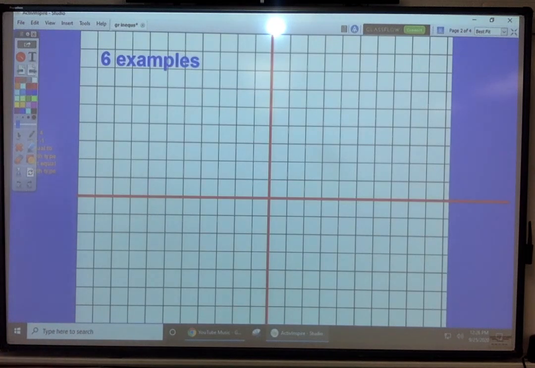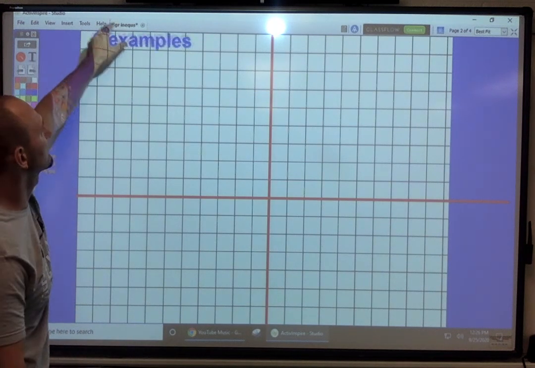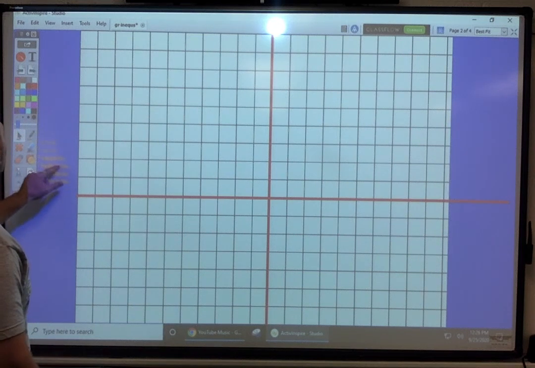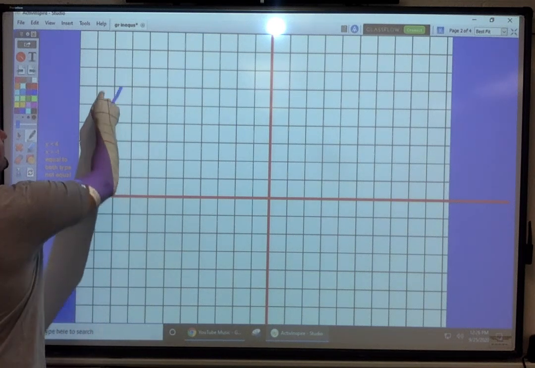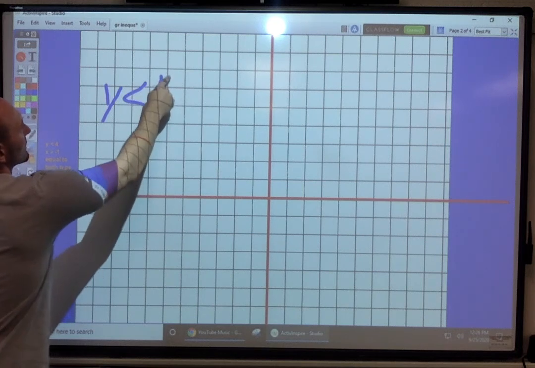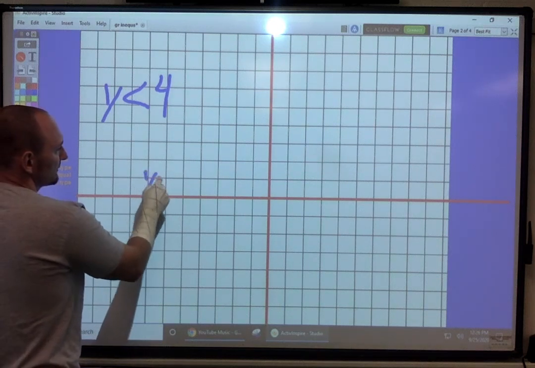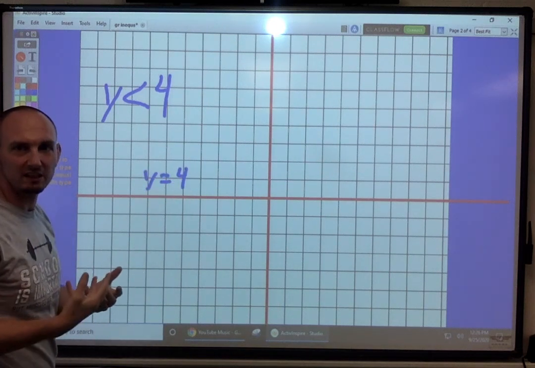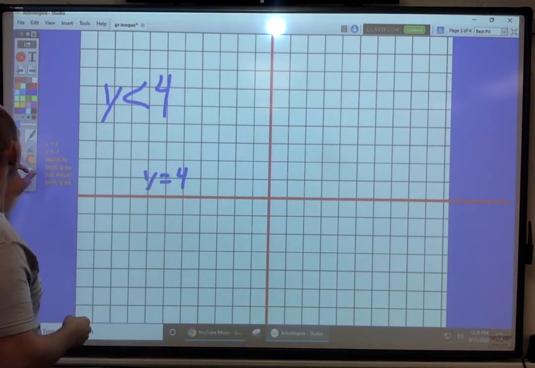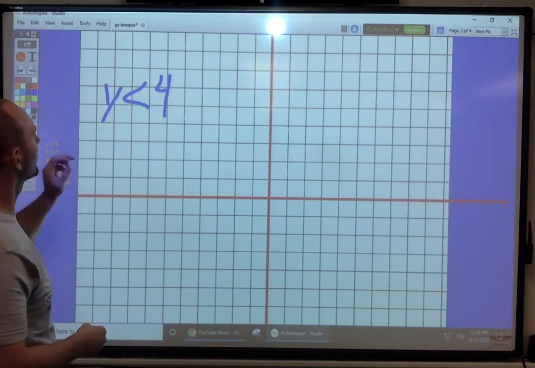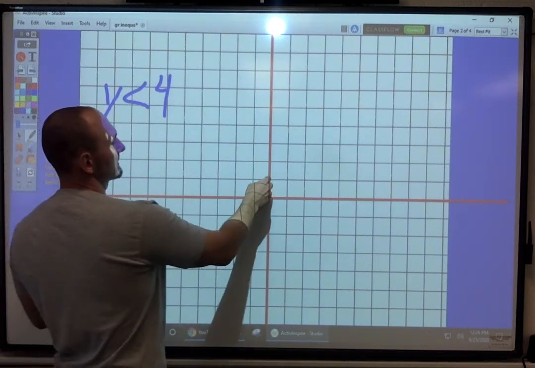Alright, first one I want to do out of these 6 examples. So right here's my little list. So we're going to graph y is less than 4. So you may remember we graphed something like y is equal to 4. It's kind of like the same thing. So at 4, we're going to put a point on the y-axis.